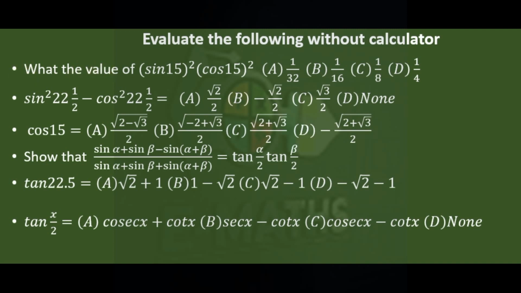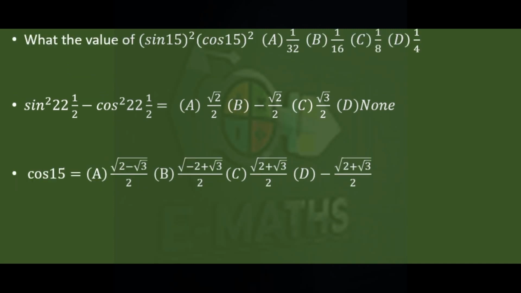Okay, we're asked to find the value of sine 15 squared cos 15 squared. So okay, let's solve. The first one, sine 15 squared cos 15 squared, so we can write this as sine, remember that square is here, so I can bring the twos together, all squared.